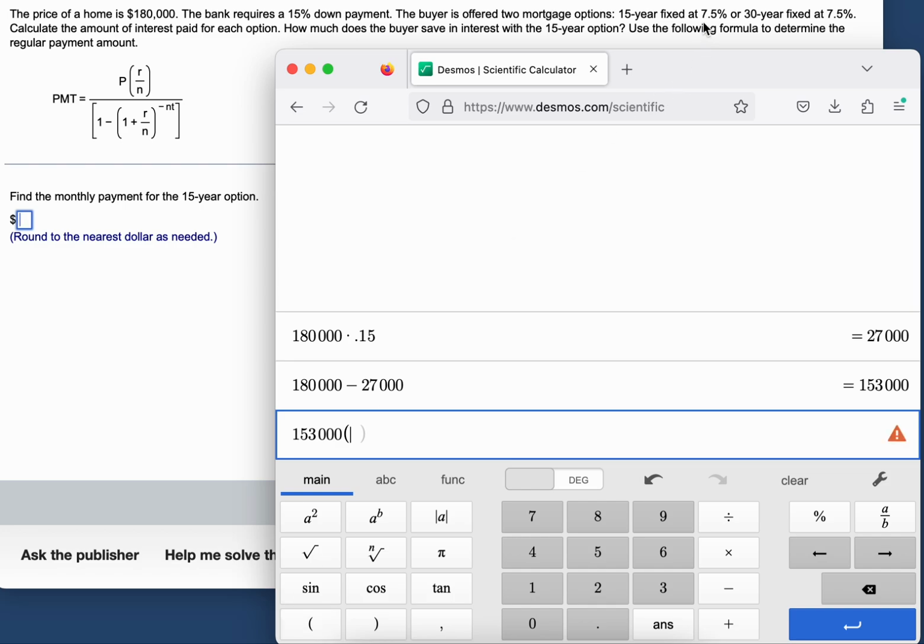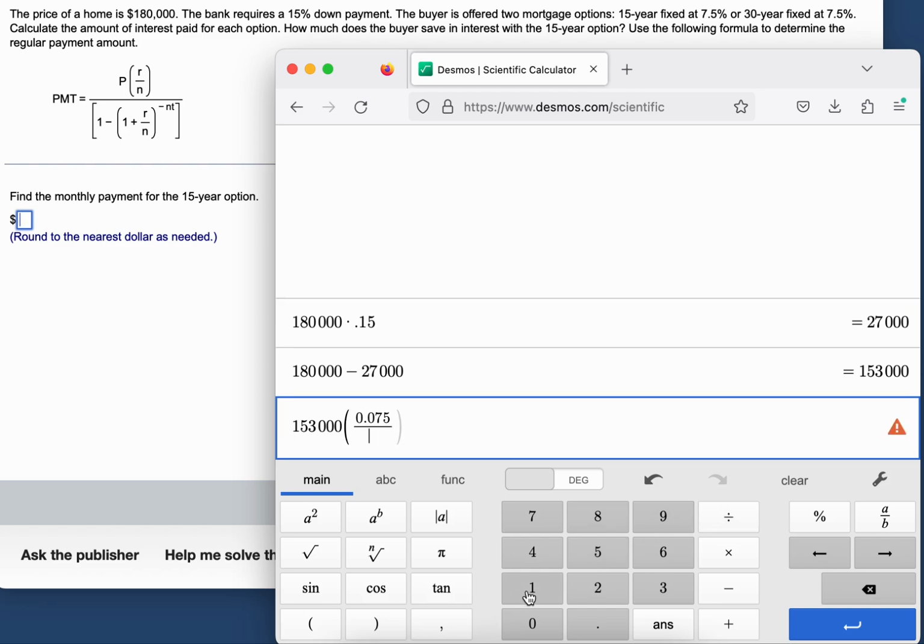For this next part, I'm going to open up the parentheses. We're given that the interest rate is 7.5%. I won't write that as percent, I'll put it as a decimal. That's 0.075 divided by, and N is equal to 12. We make 12 payments per year. I'll click over and close the parentheses, and this is the numerator.